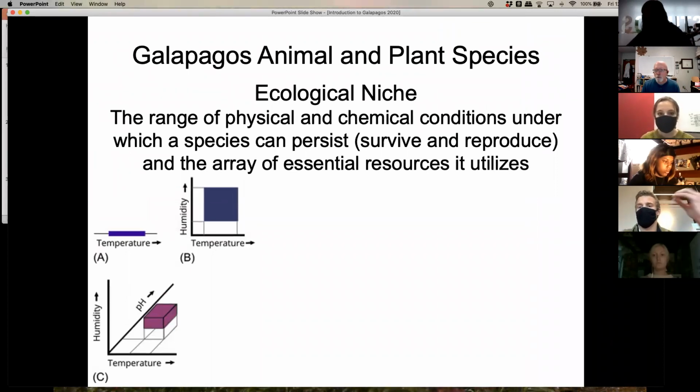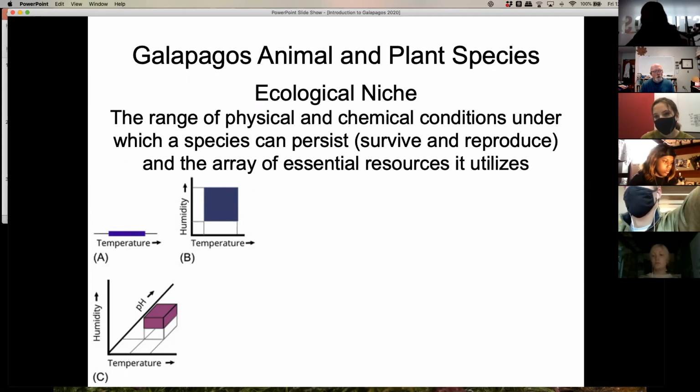If I'm recalling? Okay, so we were talking about the niche being this hypervolume of requirements that species need in order to survive and reproduce. And the example here is a three-dimensional niche that is temperature, humidity, and pH. But anything that is either a resource that an organism uses or a set of physical conditions that an organism needs to be in order to survive, all of those things could be niche dimensions.